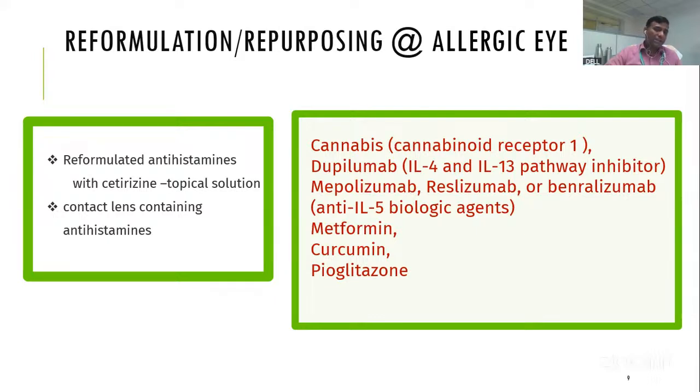So antihistamines containing contact lenses are coming to the market. Similarly, the repurposing of drugs in the field of ocular allergy is not limited. But these are a few examples I would like to highlight here, like curcumin, pioglitazone, metformin, and cannabis. And also the anti-interleukin 5 biologic agents are very prominent; people are using them for research or repurposing towards ocular allergy.